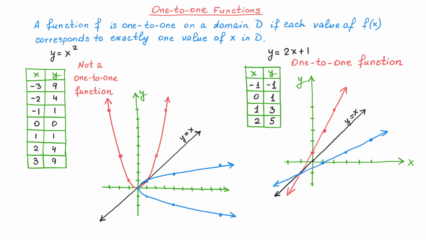But the problem is that this graph does not represent a function anymore. Remember the vertical line test that says that if we draw a vertical line over a graph, and if that line crosses the graph in more than one point, then the graph does not represent a function. So what we have here, we have the graph of an equation that is not a function. And the conclusion here is that this function does not have an inverse function.